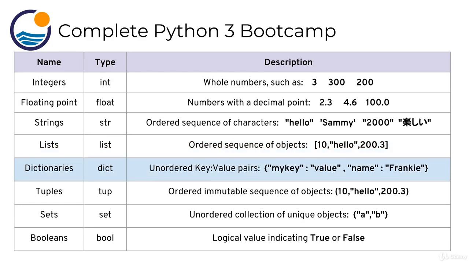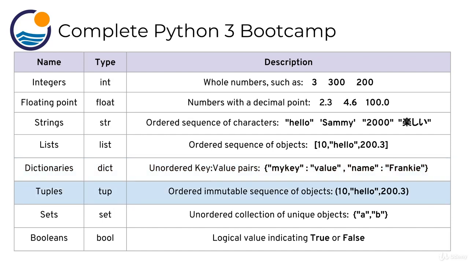Dictionaries are another data structure that can store other data types, except in this case, instead of having an ordered sequence, they have unordered key value pairs. We'll be discussing in a lot more detail how dictionaries work. But here we can see that we have a key, then a colon, and then a value, and it's denoted by curly braces if it's a dictionary, instead of just being a normal list, which has square brackets. Then we can have something like name, then a colon, and the value of that name is Frankie. Again, we'll be discussing dictionaries in a lot more detail.